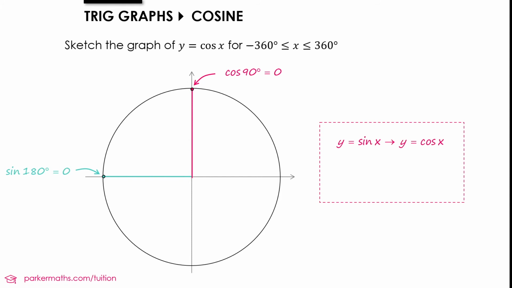And now I want you to think about how we would get from the graph of y equals sine x to the graph of y equals cos x. Hopefully, from the unit circle, you can see that the cos graph is always 90 degrees behind the sine graph. And so we can think of the graph of cos x as a translation of the graph of y equals sine x by a vector (-90, 0), essentially 90 degrees to the left.